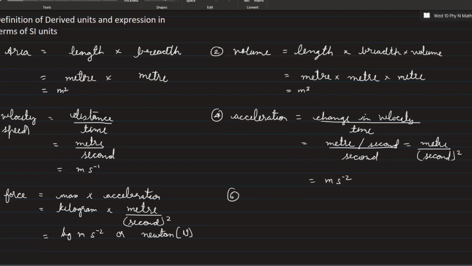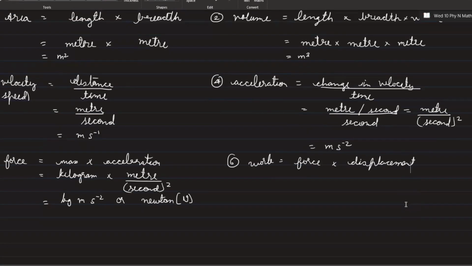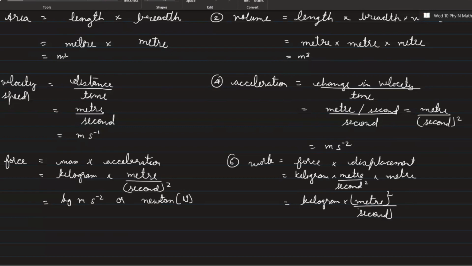So mass, then force, then we can move towards work. Work is force multiplied by displacement, or distance traveled. So force, we know it is kilogram meter upon second squared, and displacement or distance is meters. So that will be kilogram meter squared upon second squared. So that will be kg m squared s minus 2, which is also called joule, which is denoted by capital J.